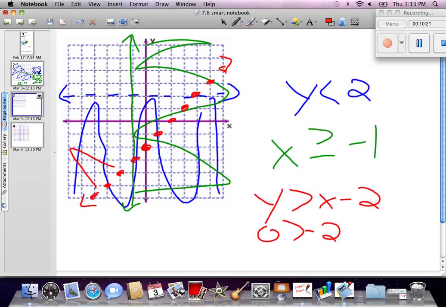And I know it looks like a hot mess, but this is the part where there is blue, red, and green. So I'm going to shade this nice and dark. And that's the part that's my answer. Is that better?